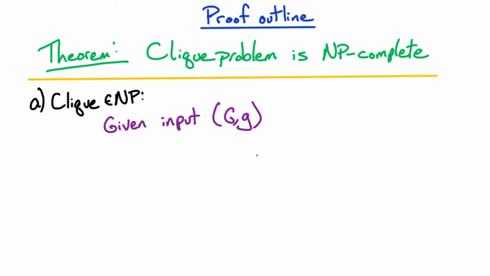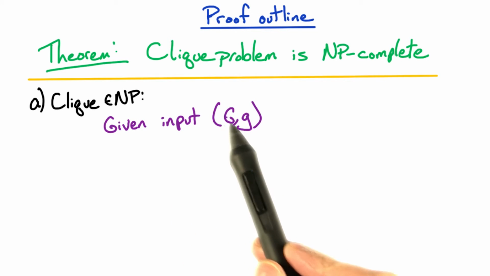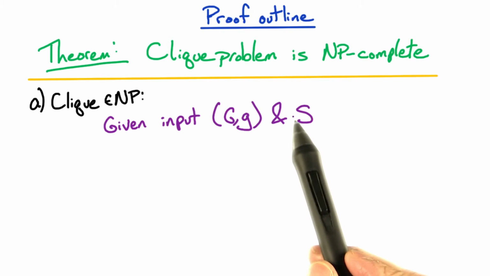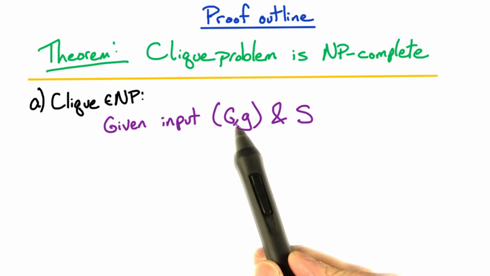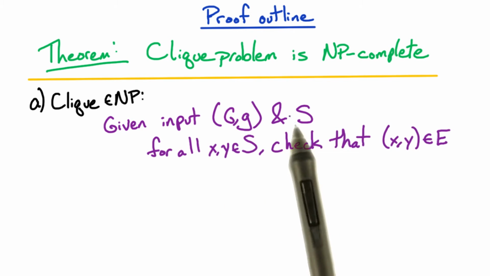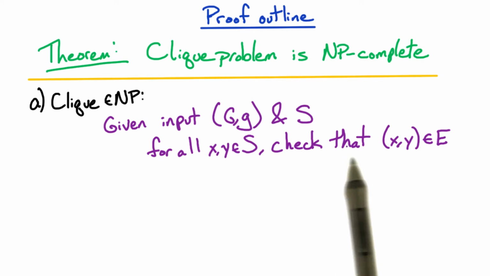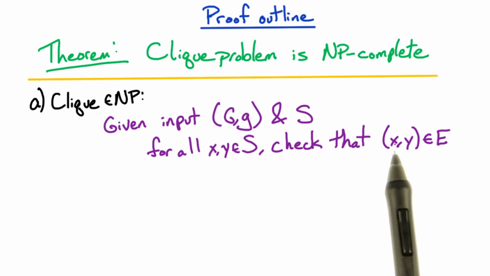So consider an input to the clique problem, a graph G and a goal little g, and consider a proposed solution S. Now we have to verify in polynomial time that S is a solution, is a clique of size at least g. To verify that S is a clique, we consider all pairs of vertices in S, and we check that that pair of vertices, X and Y, are connected by an edge in the input graph G.